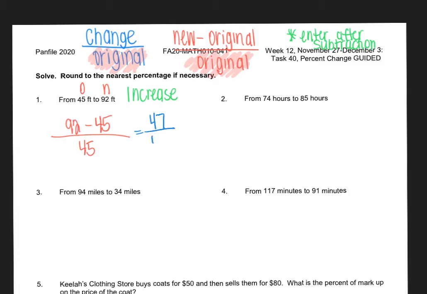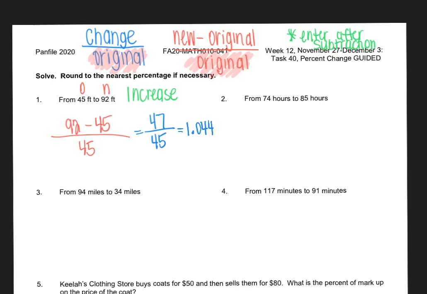And then I'm going to still have 45 on the bottom. So you see that in order to get this division problem, I needed to subtract first. Then I would again use my calculator. I would do 47 divided by 45, and you get 1.044, and repeats forever.